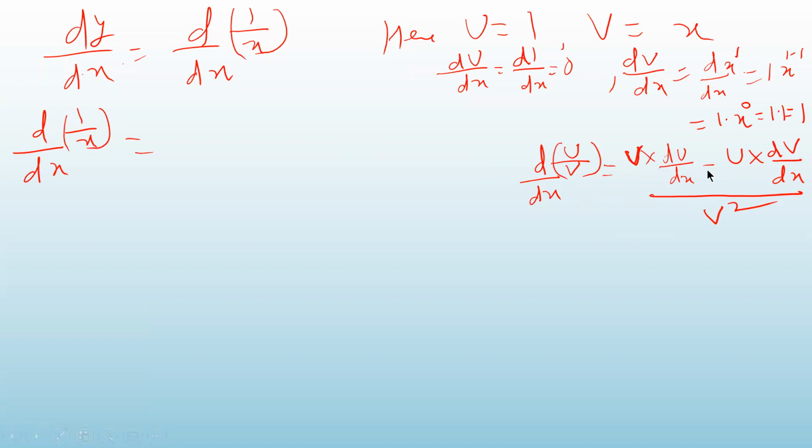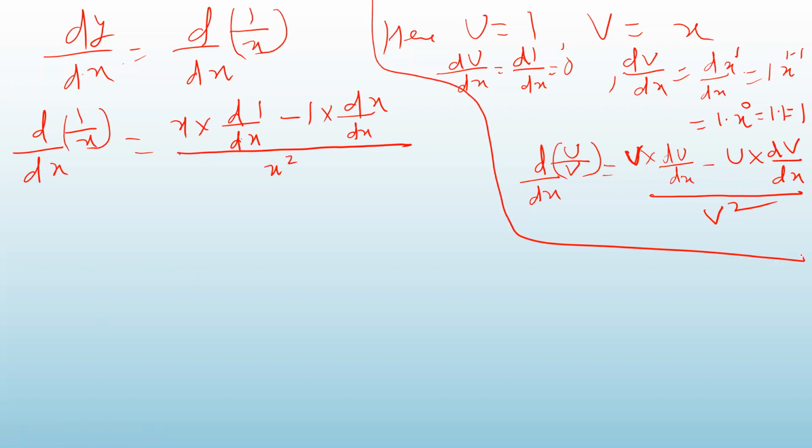Here the new denominator comes first: v into derivative of u. What is v? V is x. So x into derivative of u, minus u, which is 1, into derivative of v, which is the derivative of x, divided by v square. What is v? V is x, so x square. What I have done is only applied this rule: the derivative of u upon v is given by this rule. U is 1, v is x.